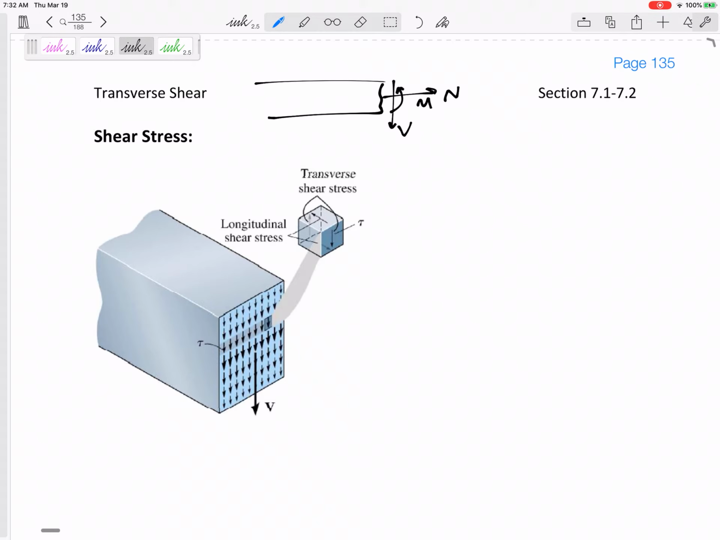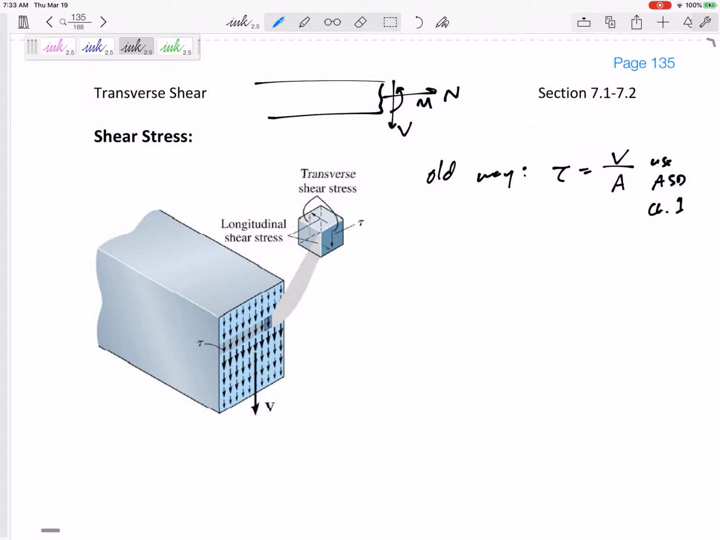And now we're going to talk about this V right here. This V creates a stress. You might be thinking we already know the shear stress, right? What was our old way of calculating shear stress? Tau is V over A. We use that for allowable stress design for chapter 1.